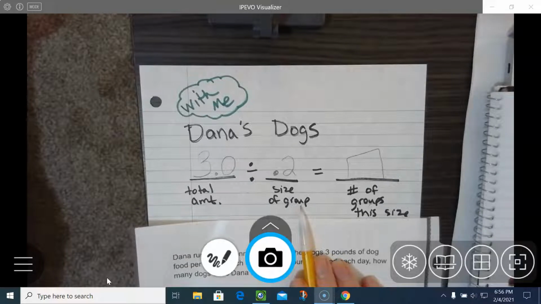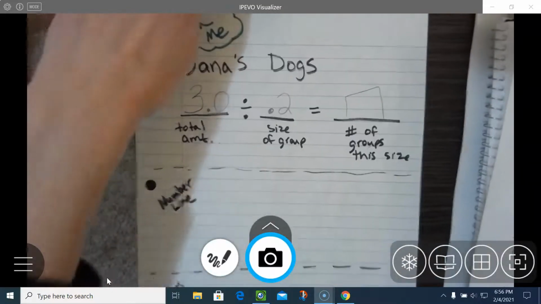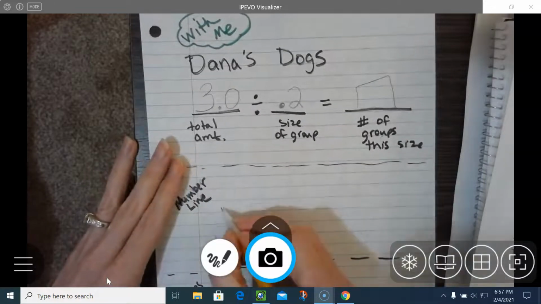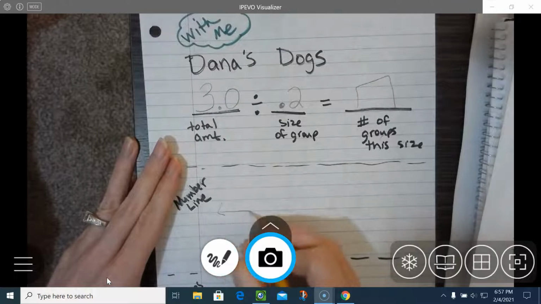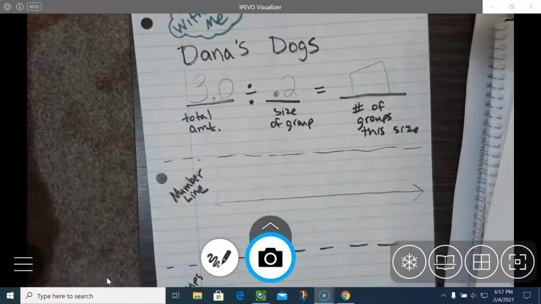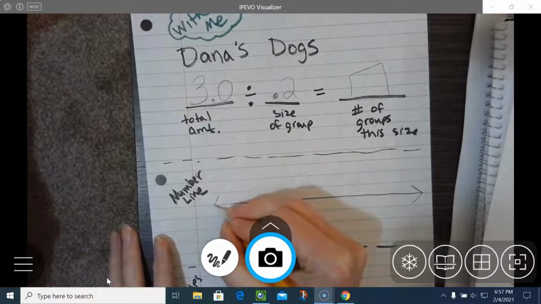So go ahead and get your paper set up, and then we are going to solve this problem in 2 different ways. Eventually, you will get to pick which way you like the best or which way makes the most sense for you. So let's go ahead and start with the number line. I'm going to make myself a nice long number line, and you are going to be taking a picture of this in your Seesaw homework, so please make sure that you're doing this with me.